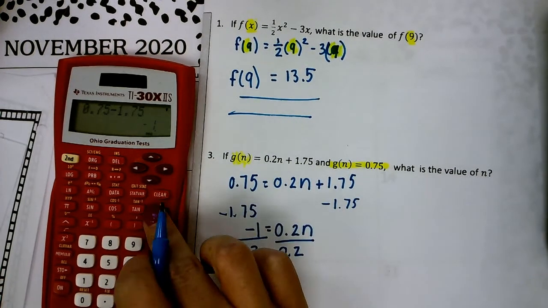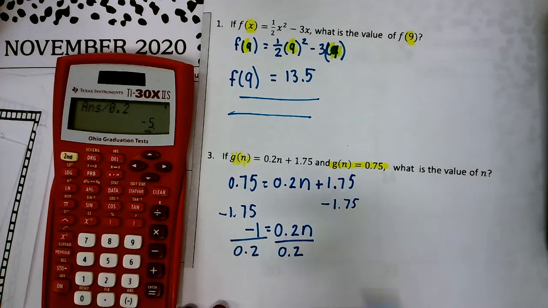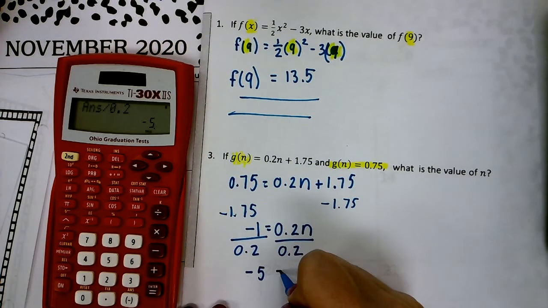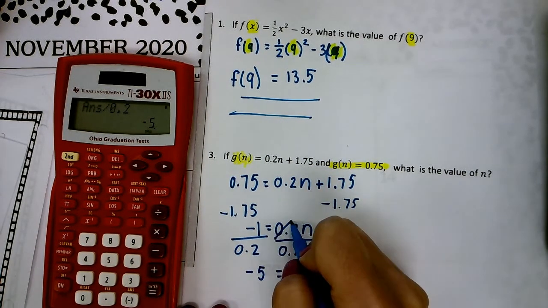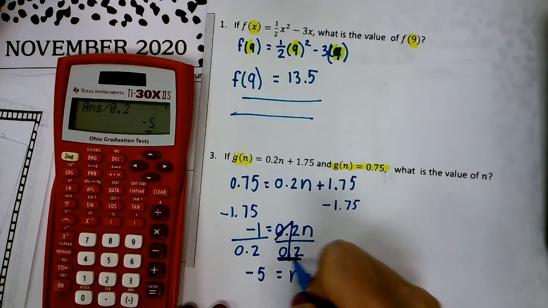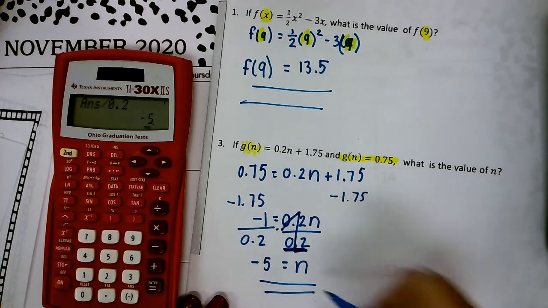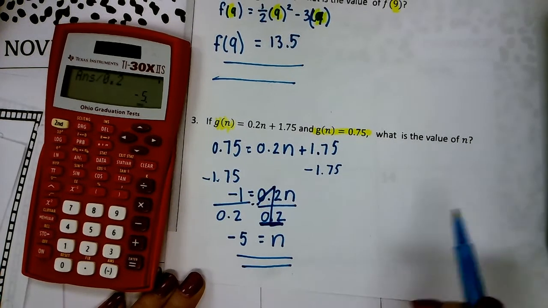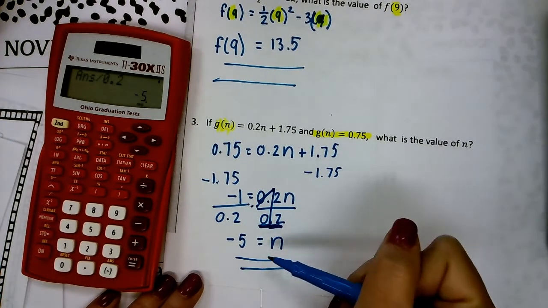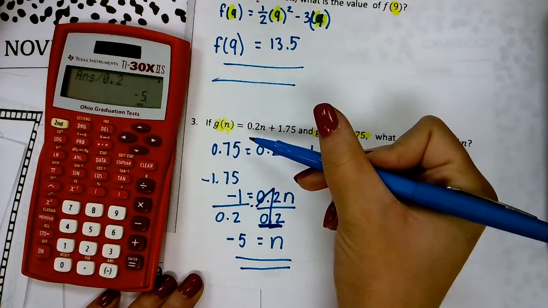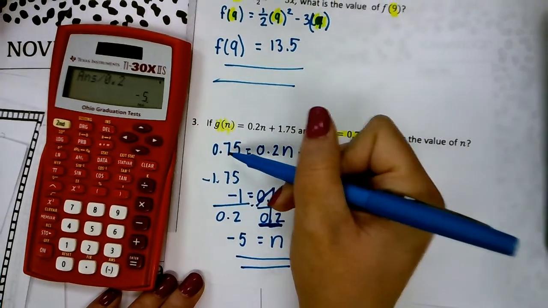So we're going to do negative 1 divided by 0.2. When we do that, we get negative 5 is equal to n. Because remember, 0.2 divided by 0.2, that is just a giant 1. So we can just say negative 5 is equal to n. So what we figured out is that when you input negative 5 into this function g, the output is 0.75.